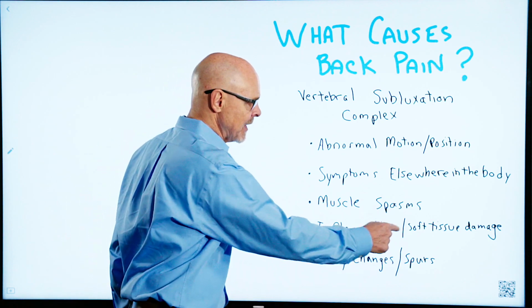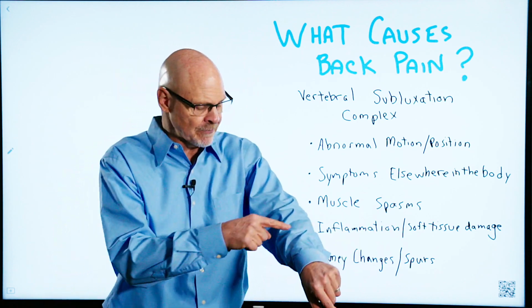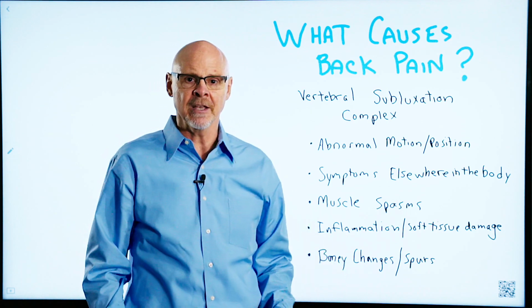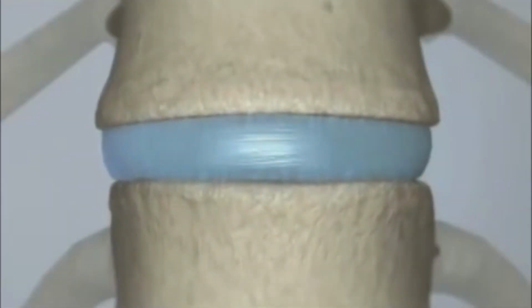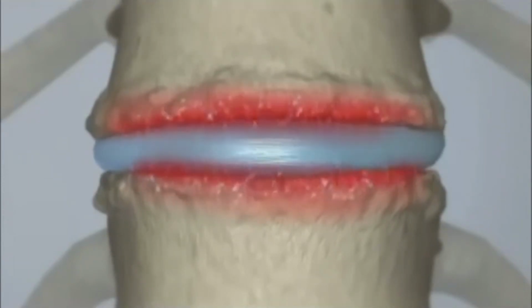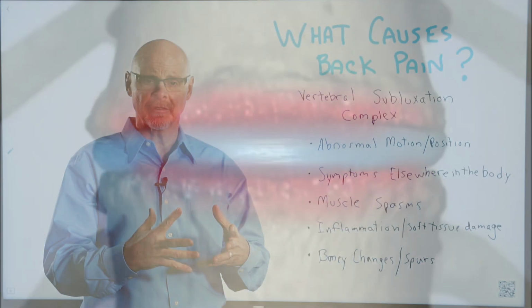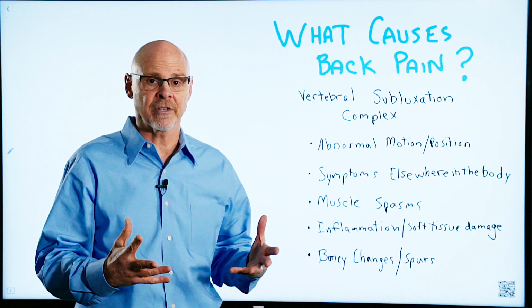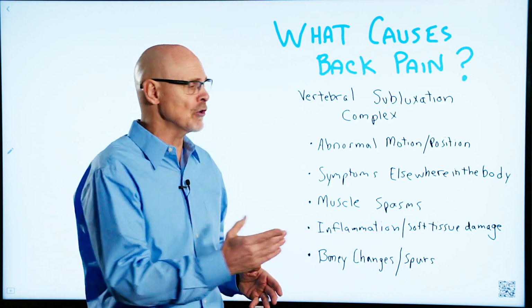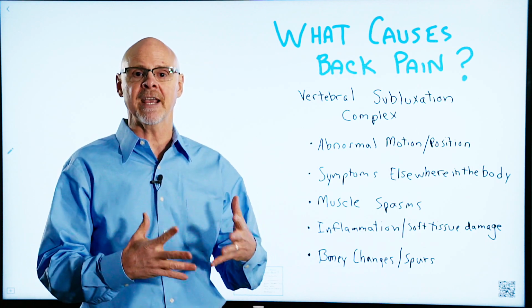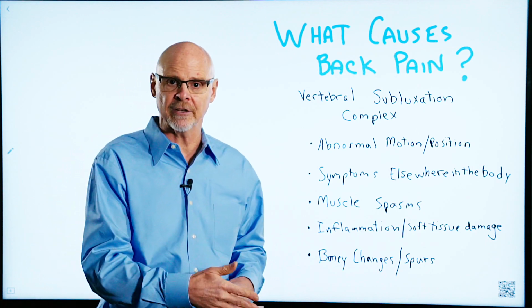You also get inflammation and soft tissue damage. Just like if you had a bruise on your arm and I pushed on it, its tissues are damaged. So when there's abnormal motion or position of the spine, it starts breaking down those tissues. So it creates inflammation and damage. As that goes on, most people, what do they do? They take an anti-inflammatory, which doesn't help the healing at all. The healing occurs when you actually change the motion and position of the spine so we can take the stress off those tissues so they can heal naturally.